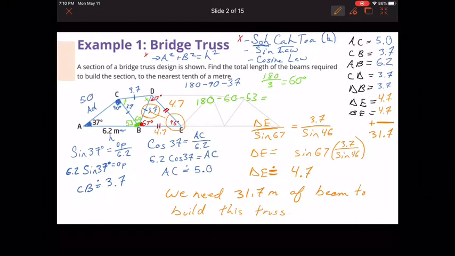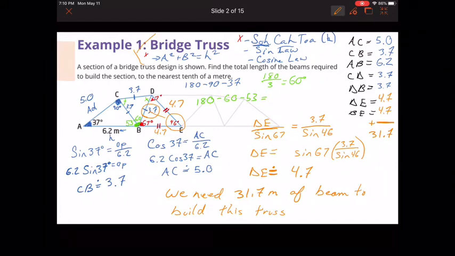So we need 31.7 meters of beam to build this truss. This was a pretty complicated question. We need to start off by realizing what information we have. We needed to know a lot, remembering from grade 6, 7, 8, the ideas behind equilateral and isosceles triangles. Isosceles having 2 equal sides, 2 equal angles, and equilaterals having 3 equal sides, 3 equal angles.